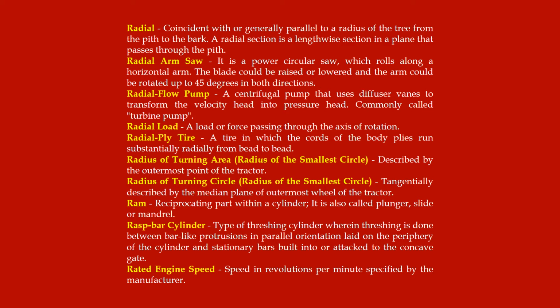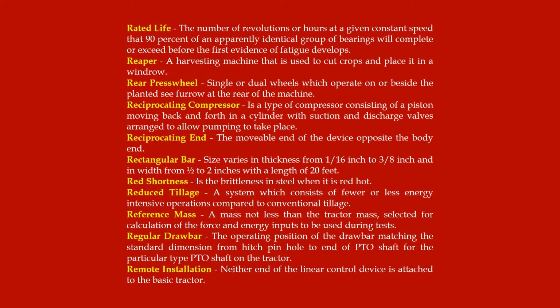Rasp bar cylinder: type of threshing cylinder wherein threshing is done between bar-like protrusions in parallel orientation laid on the periphery of the cylinder and stationary bars built into or attached to the concave grate. Rated engine speed: speed in revolutions per minute specified by the manufacturer. Rated life: the number of revolutions or hours at a given constant speed that 90% of an apparently identical group of bearings will complete or exceed before the first evidence of fatigue develops.